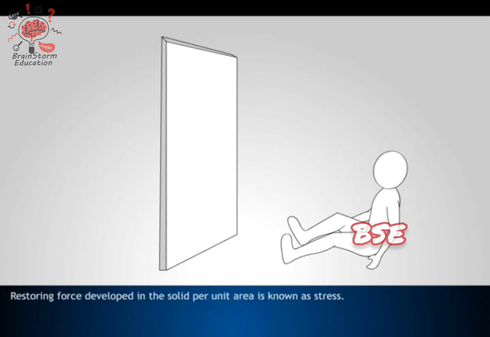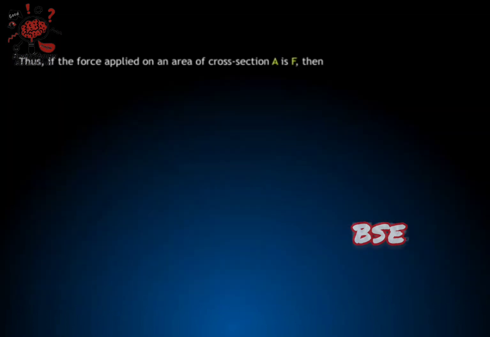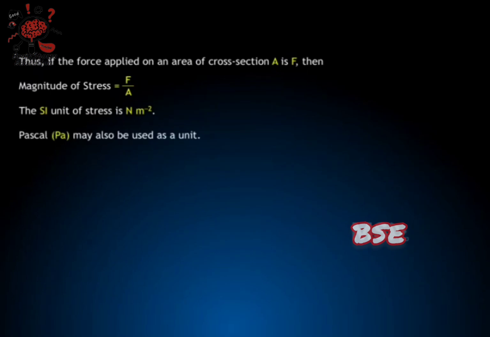Restoring force developed in the solid per unit area is known as stress. Thus, if the force applied on an area of cross-section A is F, then magnitude of stress equals F by A. The SI unit of stress is Newton per meter square. Pascal, Pa, may also be used as a unit. Stress has the dimensional formula ML^-1 T^-2.